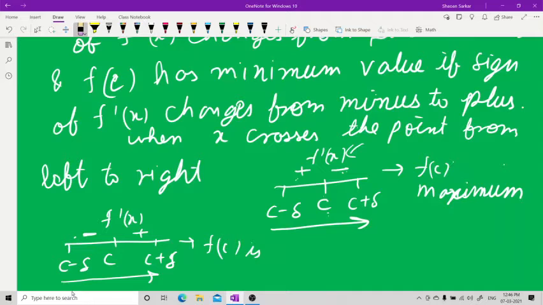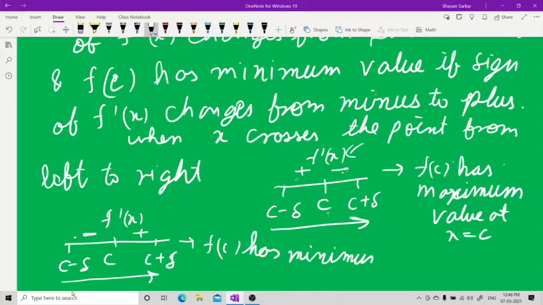Rather, I should write f(c) has maximum value at x equal to C. And I should write here the same thing, has minimum value at x equal to C. This is the point. Let us understand this with an example. मतलब जब हम लेफ्ट से राइट जाएंगे, अगर वो f dash प्लस से माइनस बन जाता है, तो उस पॉइंट पे f(c) मैक्सिमम होगा. अगर f dash x माइनस से प्लस में जाएगा, तो f(c) has a minimum value.